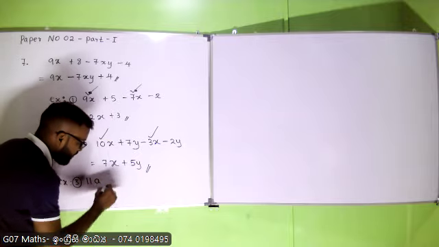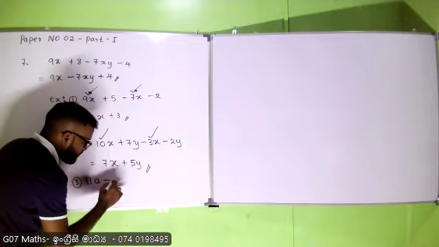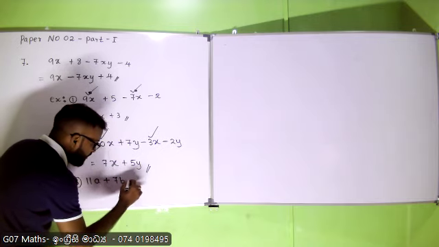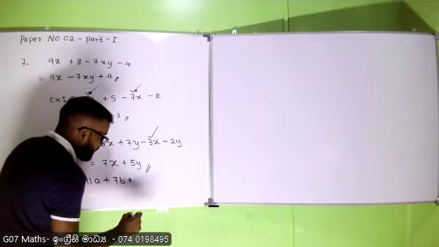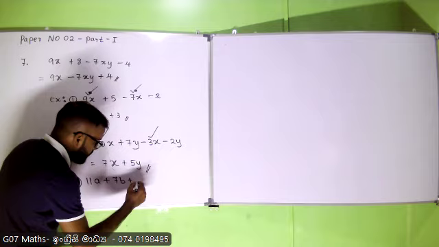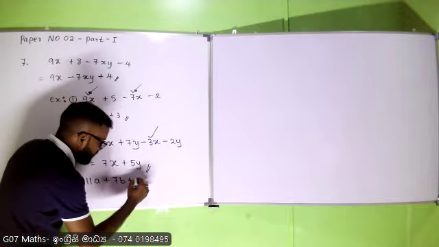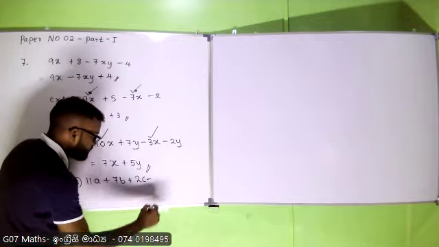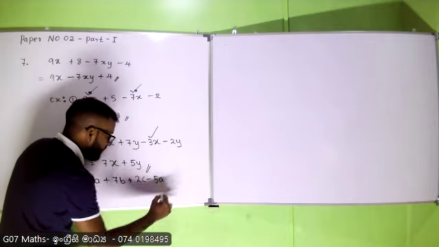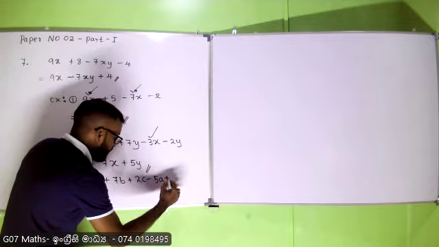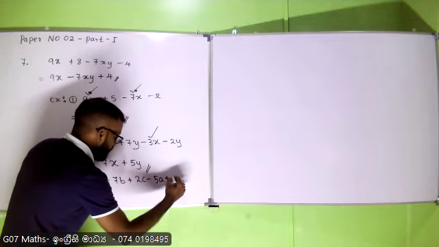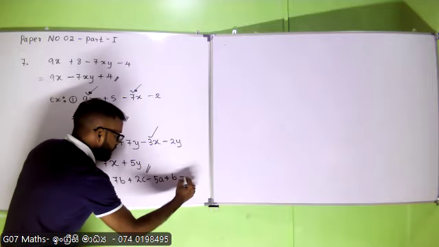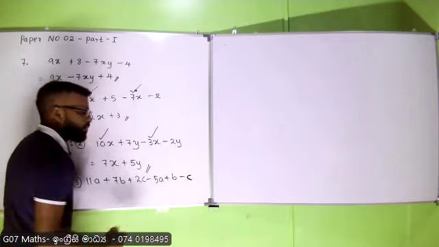11a minus 11a plus 7b plus 2c minus 5a plus b minus c.